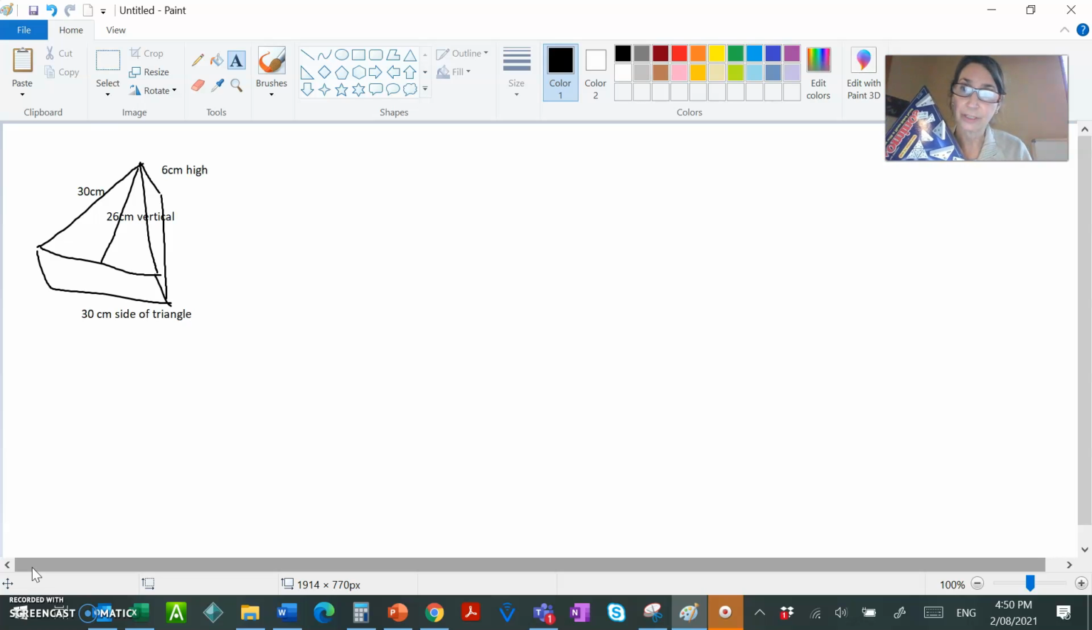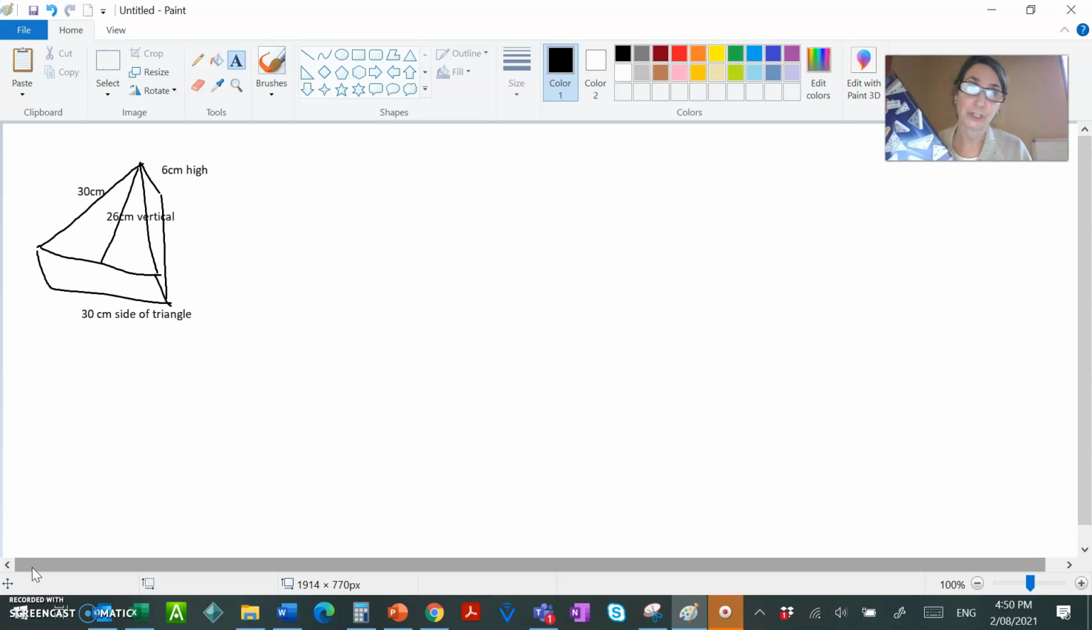So you can see all those dimensions are labelled on this diagram. Each side of the triangle is 30 centimeters. I've only written two of them, but the third one is also 30 centimeters. The box is 6 centimeters high, and the vertical of the triangle is 26 centimeters.